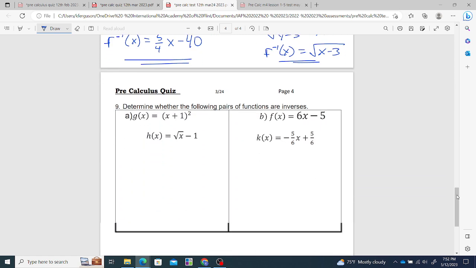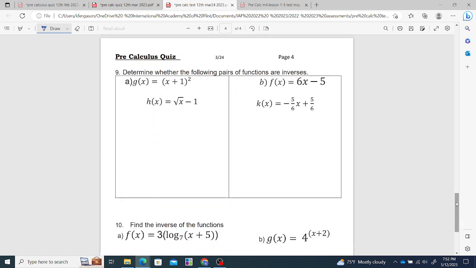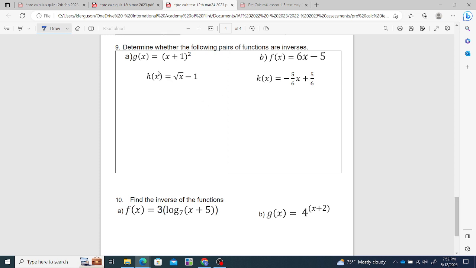All right, last page. So I've got determine whether the following pairs of functions are inverses. So here I'm going to look and see what the inverse is, and then if they equal each other. So let's pick one, and then we're going to try to turn it to the inverse to see if they're the same. So let's start with g of x.